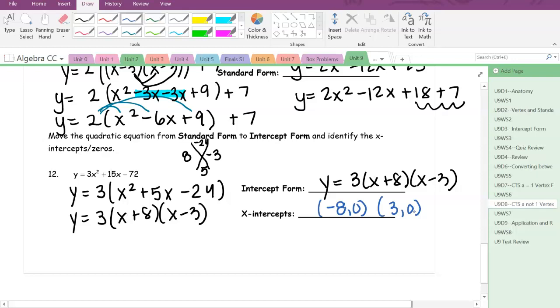All right, and there is completing the square with an a value other than 1. We are almost done with this unit. Only one day of new content left.